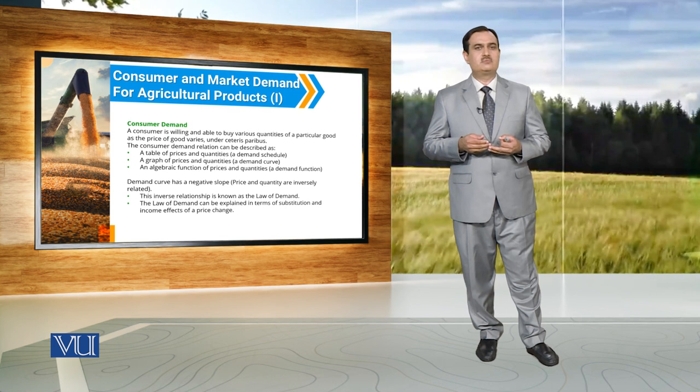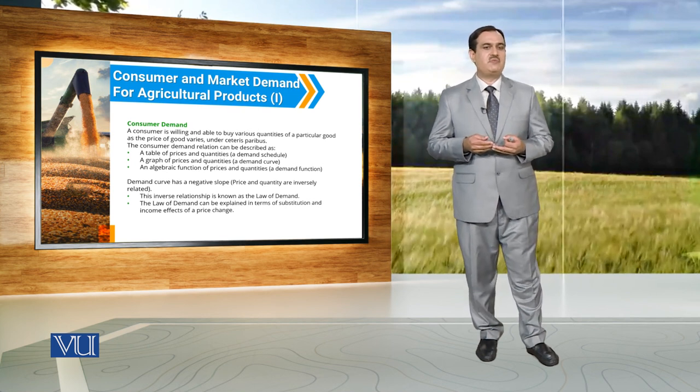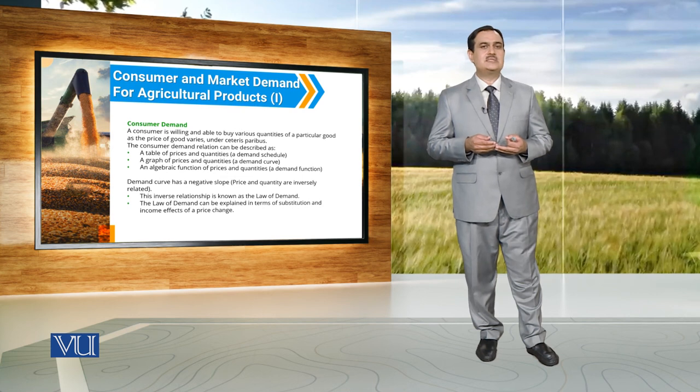And the law of demand can be explained in terms of the substitution effect and income effect of a price change. And to understand the concept of substitution effect and income effect, one should have an understanding of consumer behavior. To describe consumer behavior, we use the concepts of indifference curve, budget constraint, and consumer's choice. An indifference curve shows different combinations of two commodities that give the same level of satisfaction to a particular consumer.